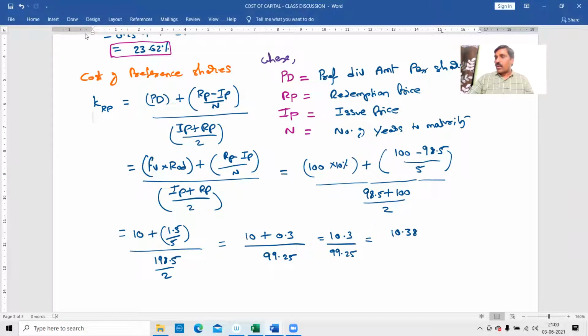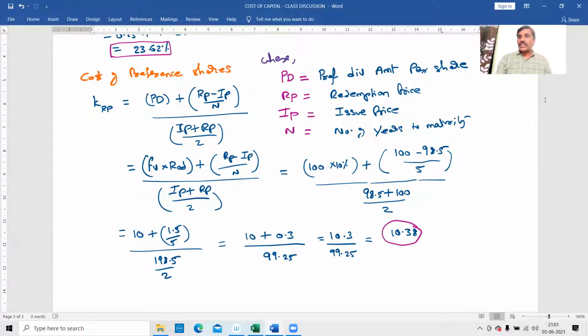The only important point here is that since the redemption price is not given, we are assuming that preference shares are redeemed at par. It's always my advice to write that assumption. Whatever assumption you use in the formula, you have to write it.